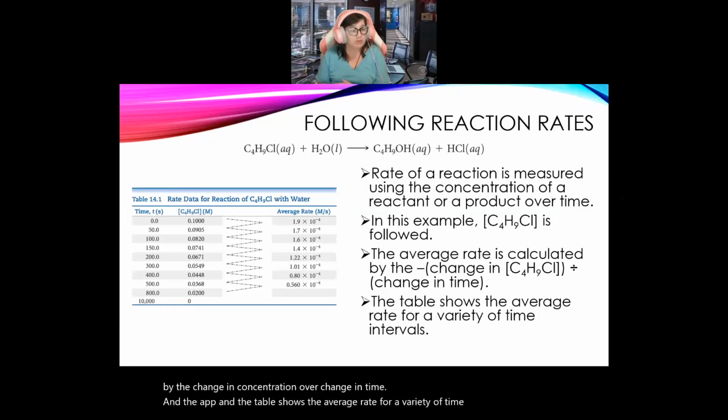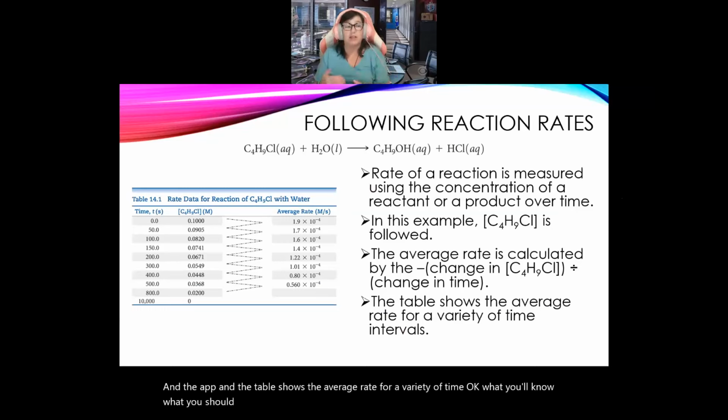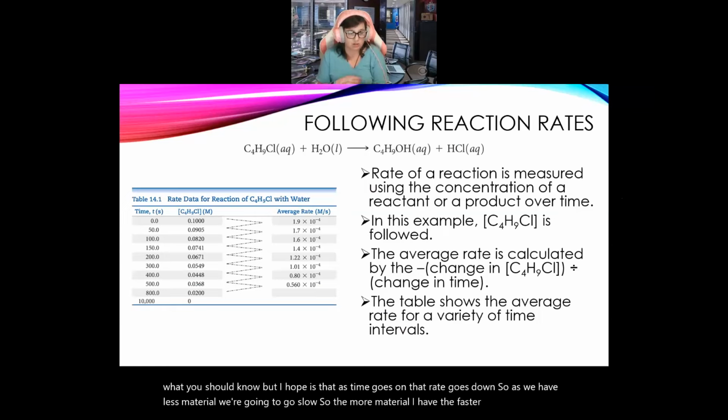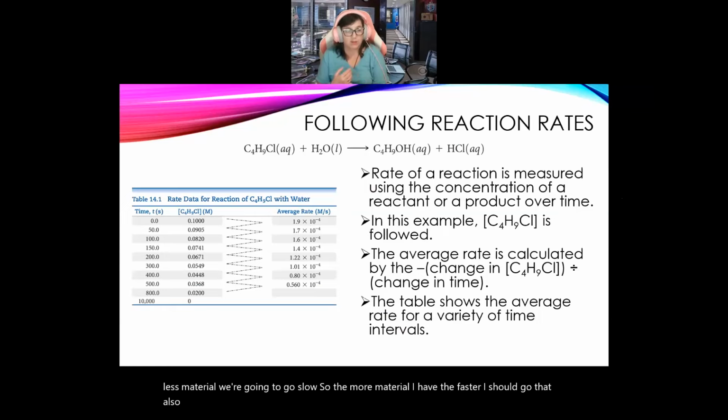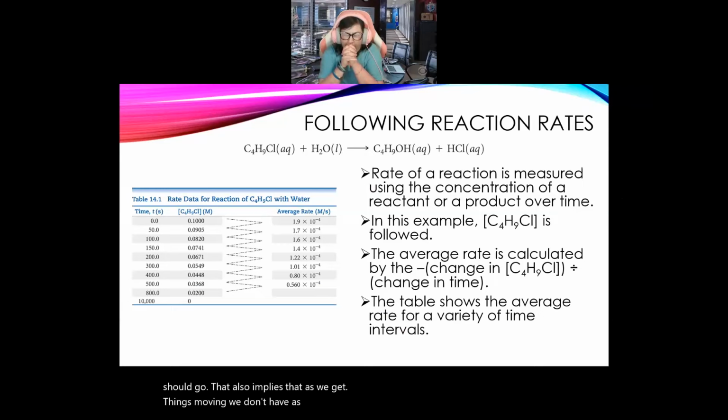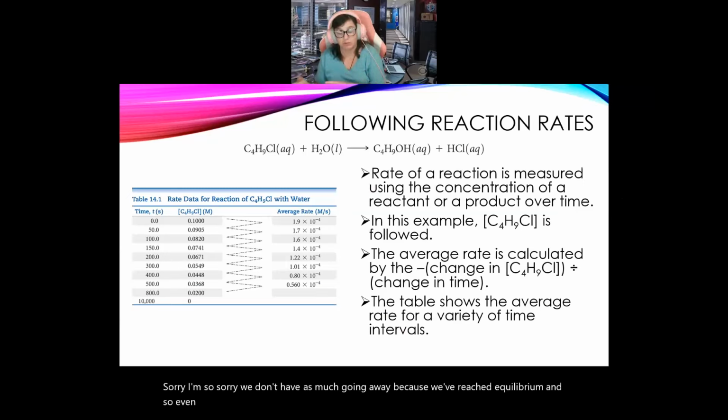What I hope you know is that as time goes on, that rate goes down. So as we have less material, we're going to go slower. The more material I have, the faster I should go. That also implies that as we get things moving, we don't have as much going away, because we've reached equilibrium. And so even though things are still reacting, we aren't noticing it as much, okay?